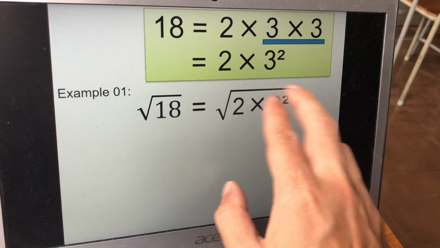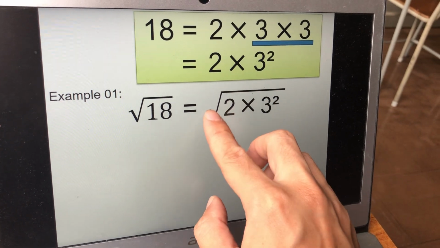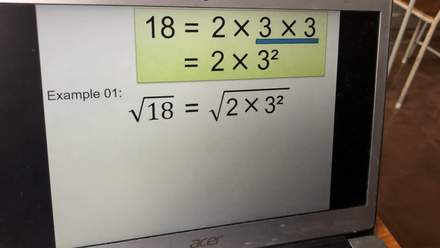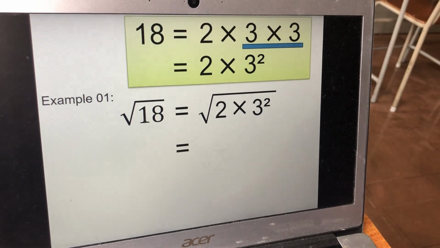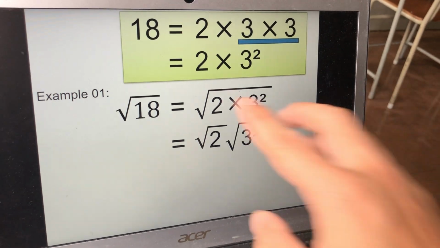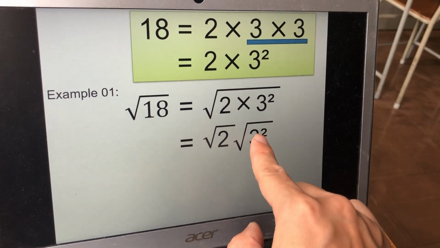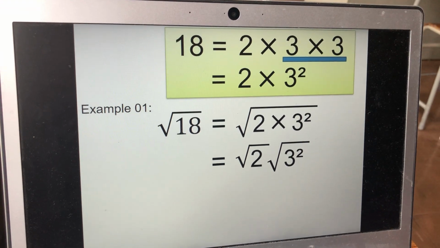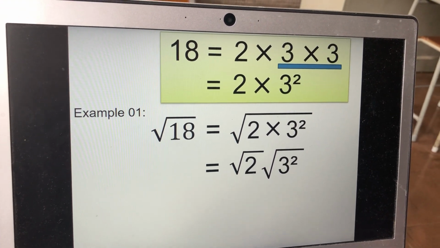So you could separate them. The first number 2 has the square root. The second term, 3 to the power of 2, also has a square root. So you're going to separate them: square root of 2, square root of 3 to the power of 2. Is it okay? And now the amazing thing is going to happen.